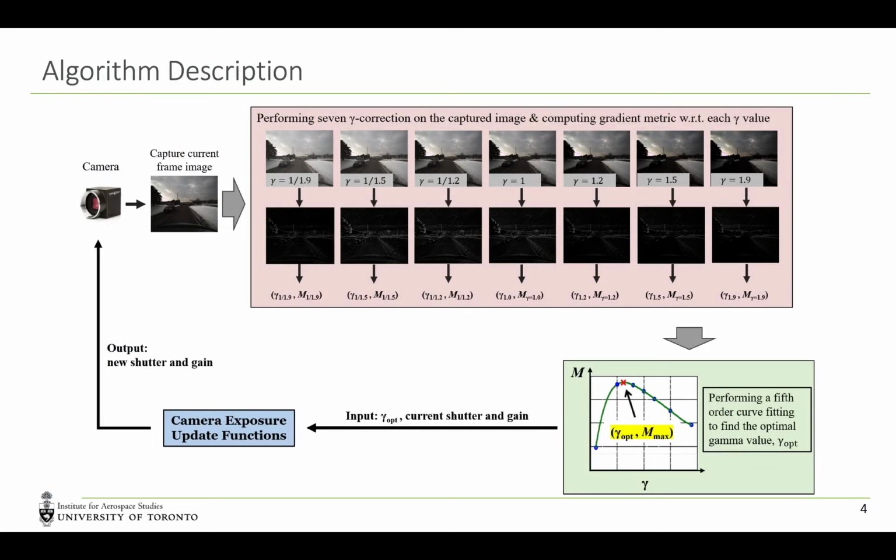So the algorithm we use attempts to reach exposure and gain settings that maximize the image gradient. This is done by taking the current image from the camera, applying 7 gamma corrections and computing gradient information for each gamma correction. A fifth order curve fitting is done over the pair of gammas and gradient information. This curve is used to search for the optimal gamma that maximizes the gradient information. Finally, current exposure, gain values, and optimal gamma are used by the camera update function to update the camera with new shutter speeds and gain values.